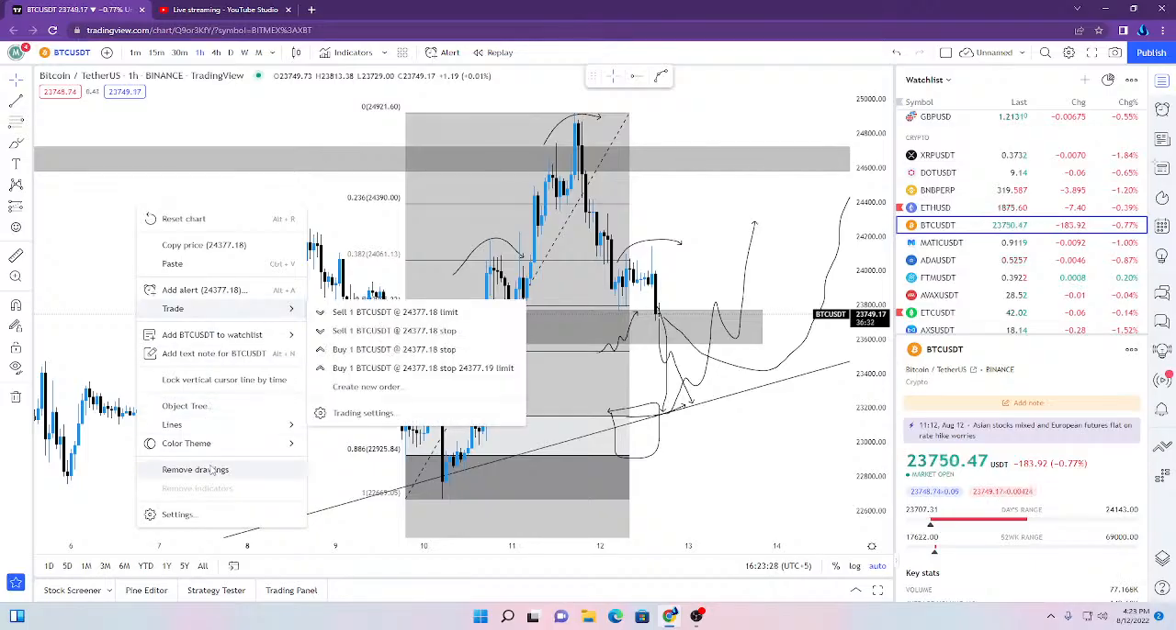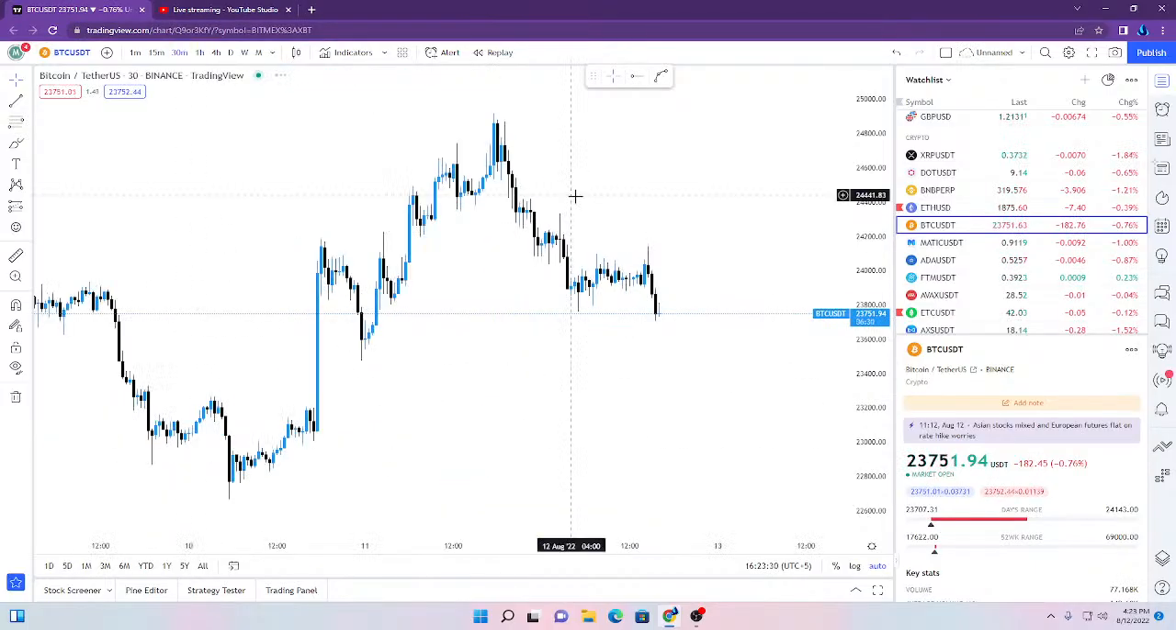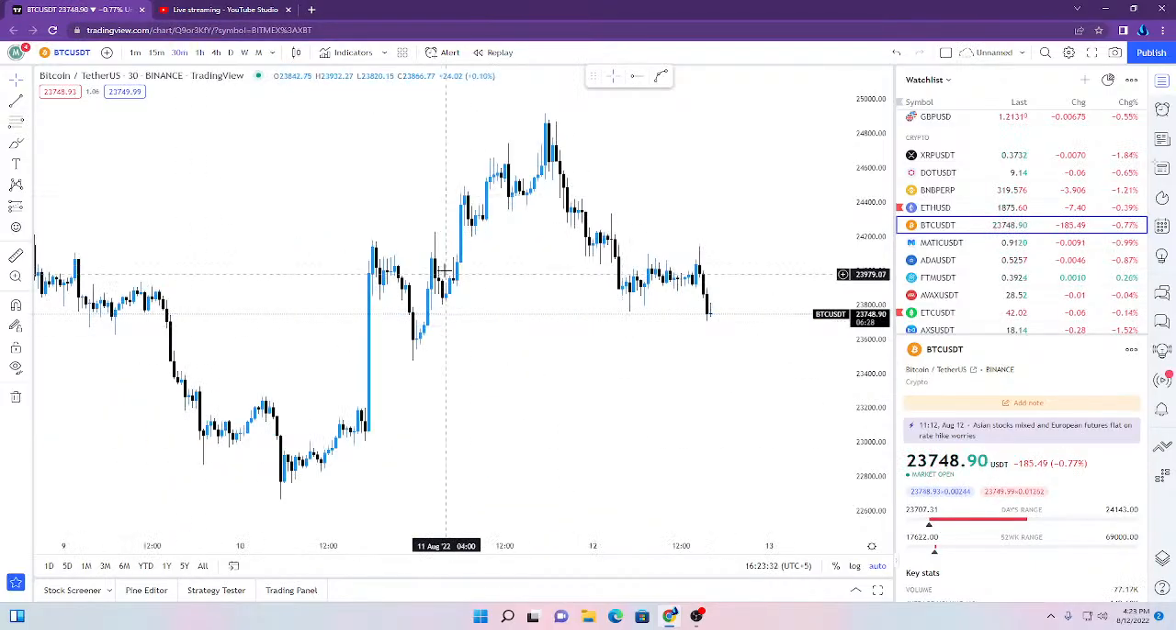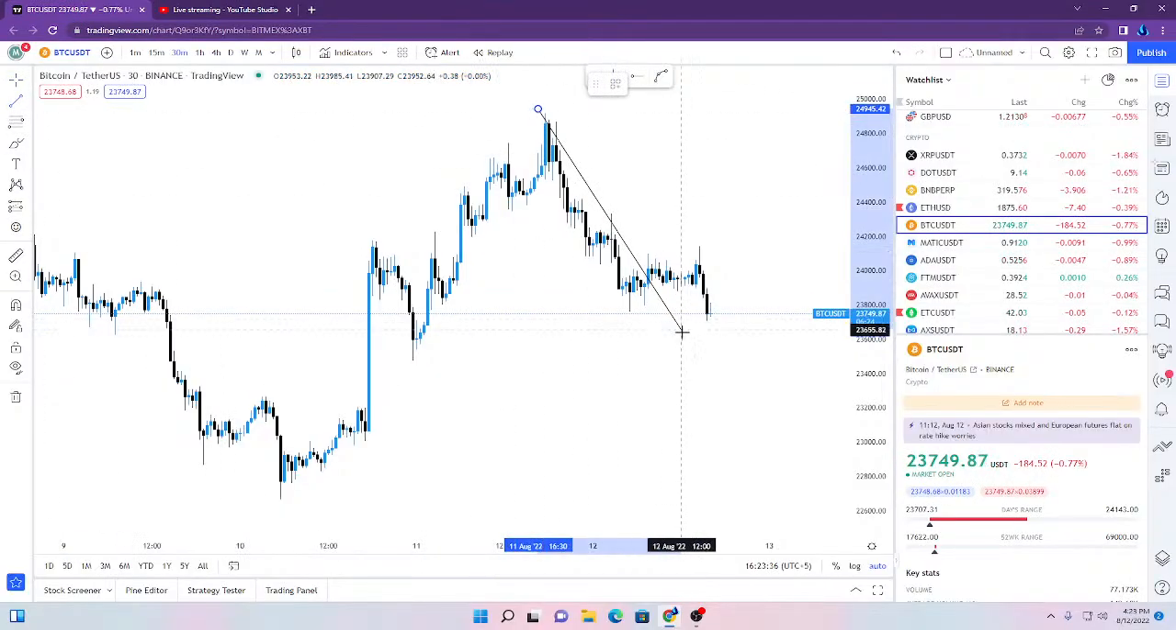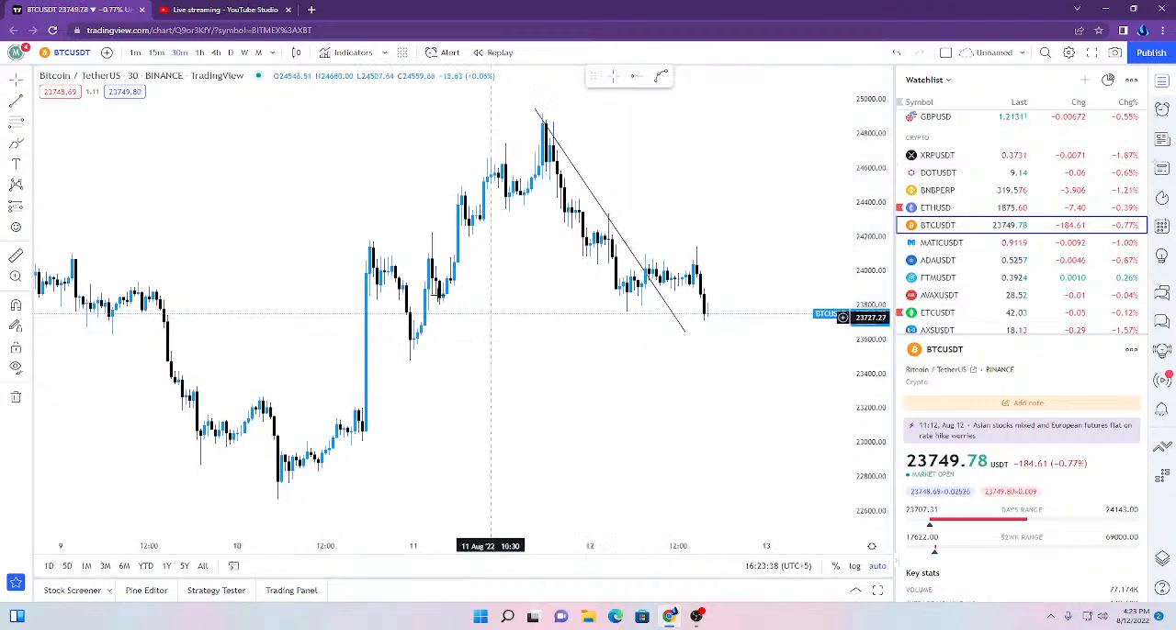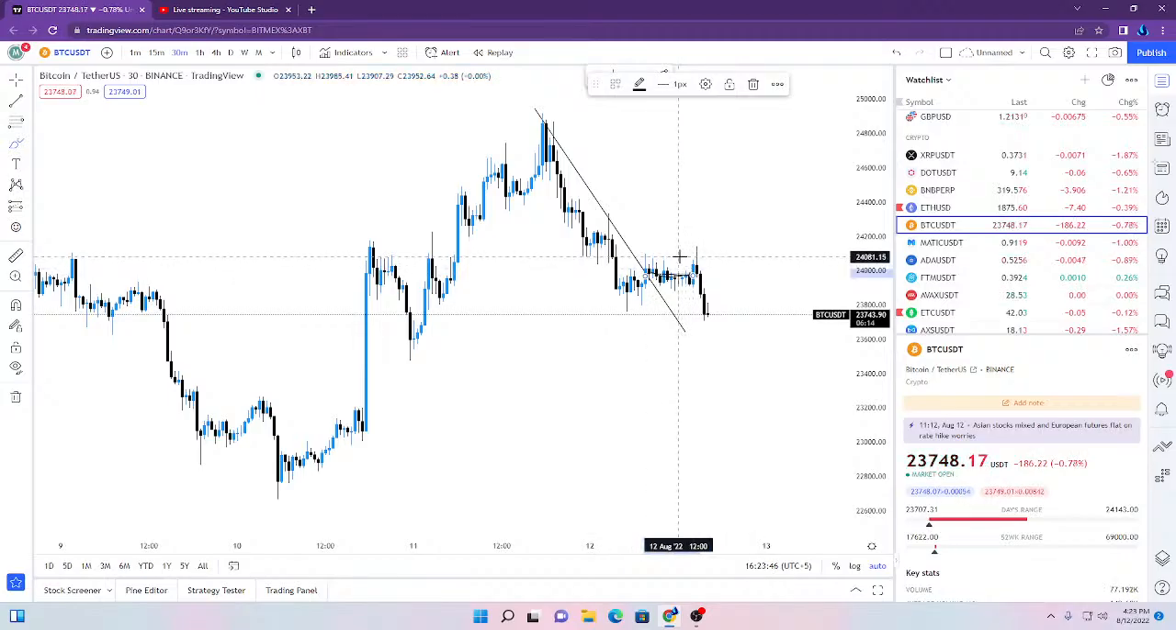Let me remove everything and let's go to even shorter time frames, and let's just draw this trend line. Okay, so we broke this trend line, and see, we consolidate a bit. This is why I tell you not to take a trade before a perfect retest. There was no perfect retest. We broke this trend line, consolidated, and see a dump.